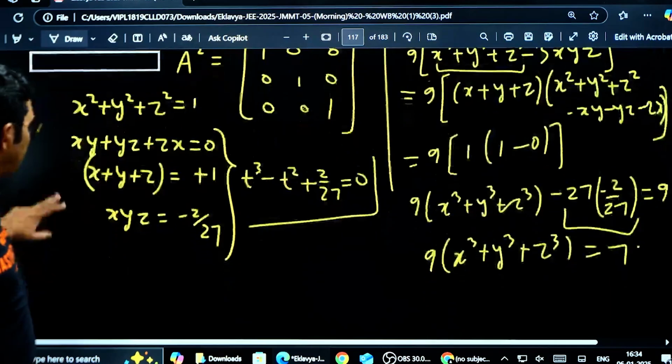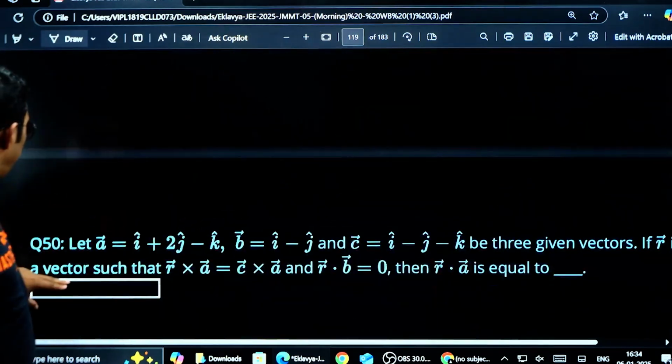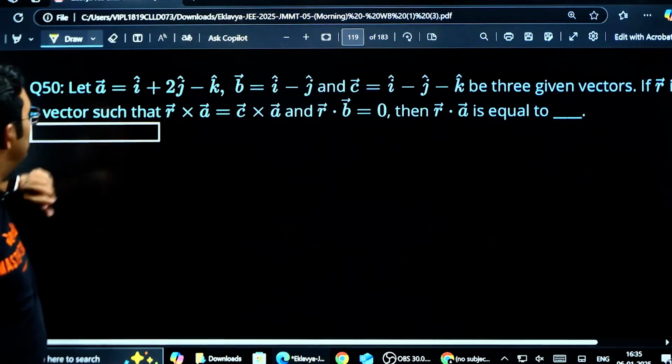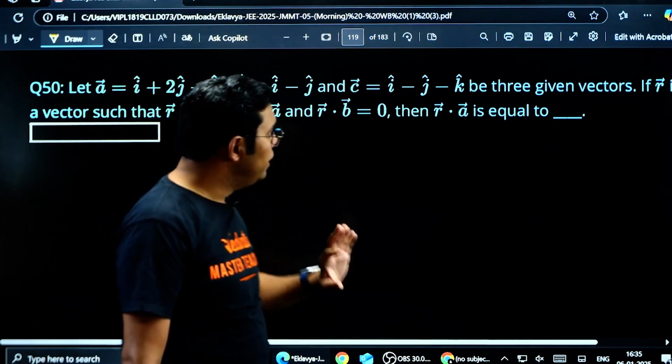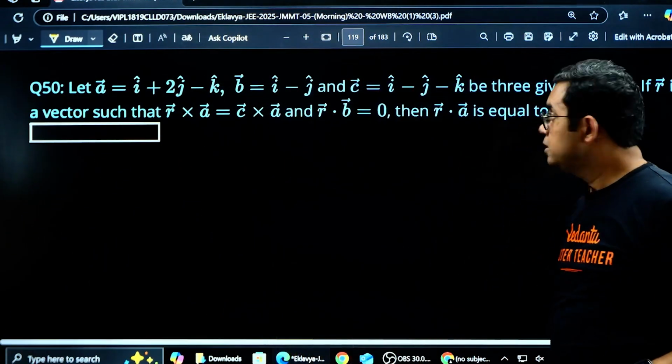Okay, moving to the next question. I think the last question of this paper. We are given a, b, c, okay, and r is a vector.